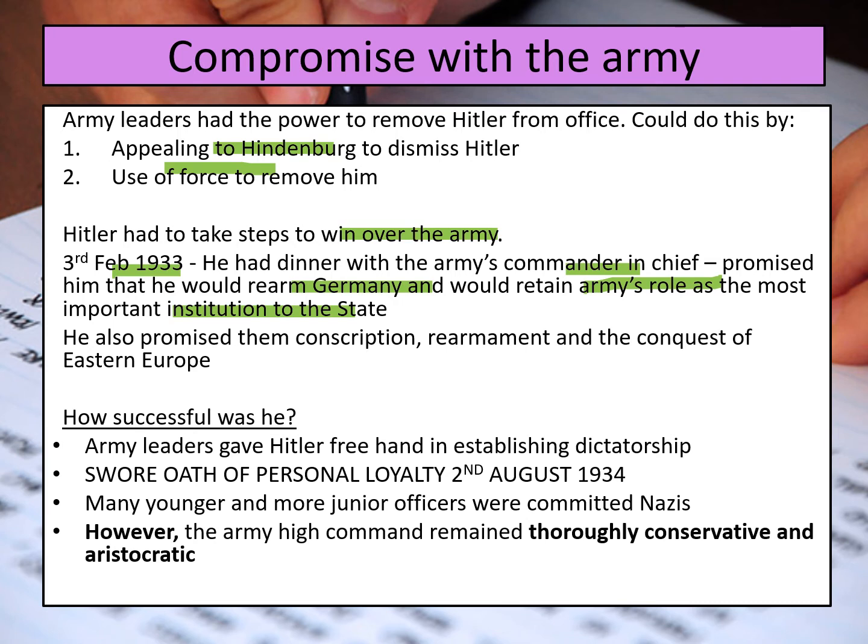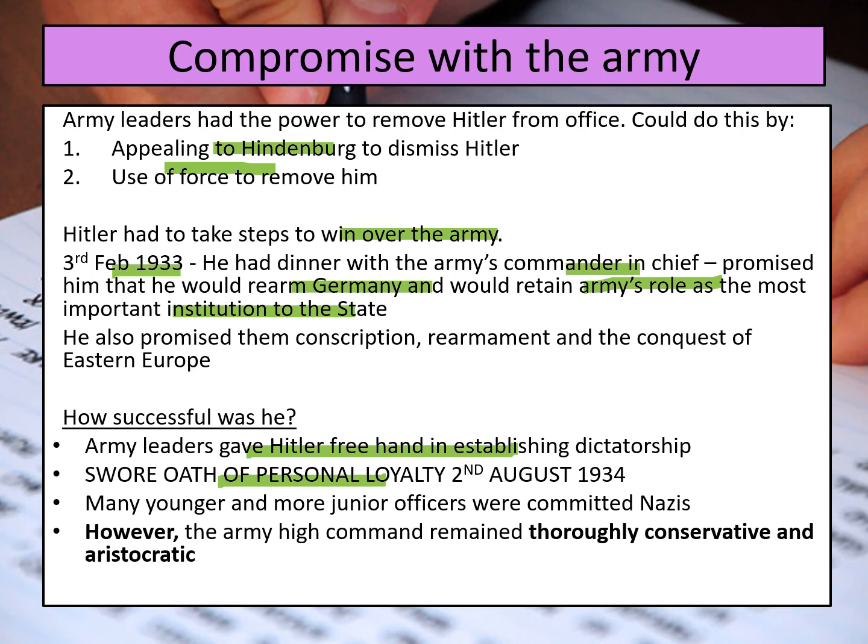Obviously, after we have the Night of the Long Knives, Hitler had proven that he'd picked the army over the SA, and therefore the army leaders gave Hitler a free hand in establishing his dictatorship. Obviously, after President Hindenburg dies of ill health on the 2nd of August 1934, the army then swore an oath of personal loyalty to Hitler. And remember, Kershaw had talked about how they basically chained themselves to the Nazis. So the army did essentially sell out to Hitler and helped him establish a dictatorship.